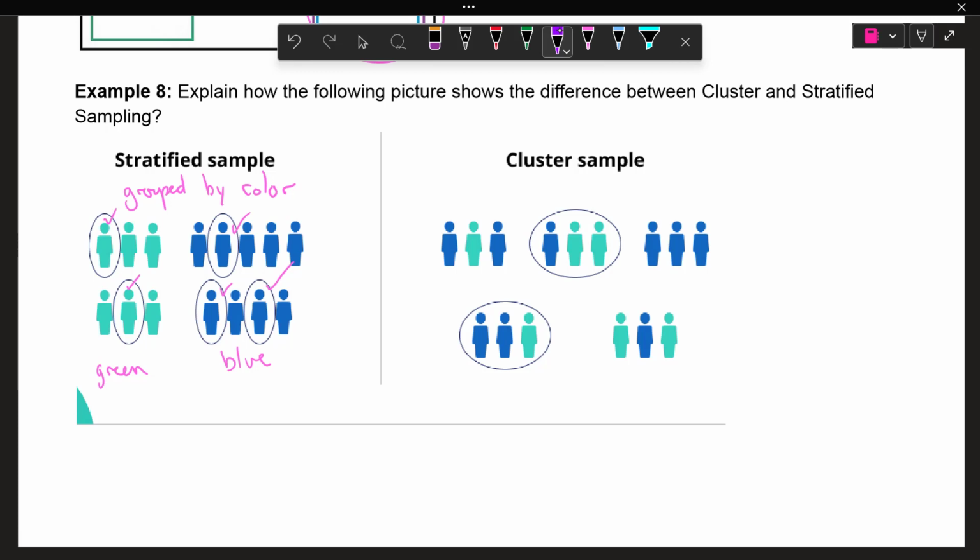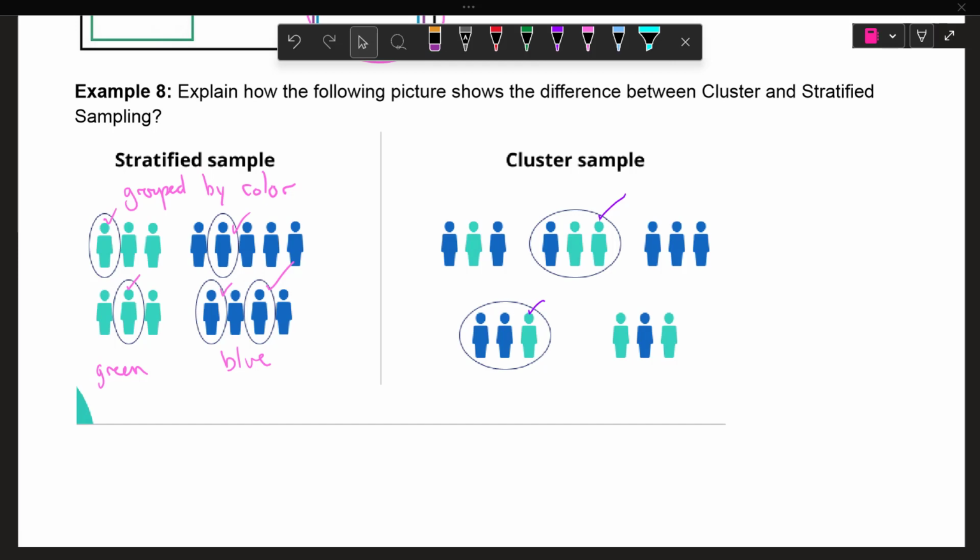Whereas in a cluster sampling, we split it however. Notice there's 2 blues and a green, a blue and 2 greens, 3 blues, 2 blues, a green, and so forth. And then we take whole groups. So we take this whole group and this whole group, and they're just randomly chosen.